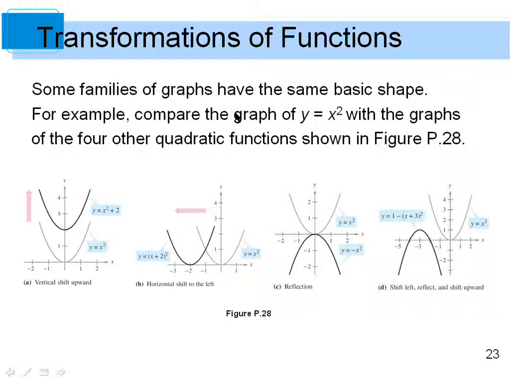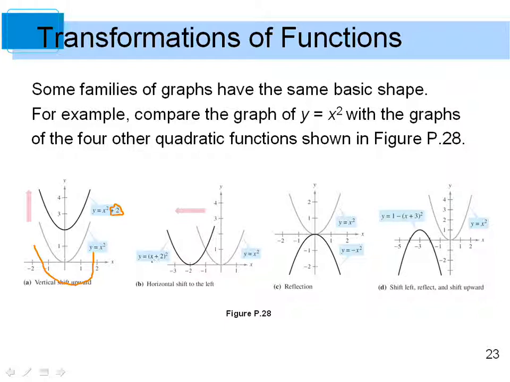Some families of graphs have the same basic shape. For example, the graph of y equals x squared with the graphs of 4 other quadratics are shown in this figure. You'll see when we add 2 to the quadratic, that has an effect of shifting it up. Or if we subtract 2, it would take x squared and shift it in the downward direction. So these are vertical shifts, upward or downward.